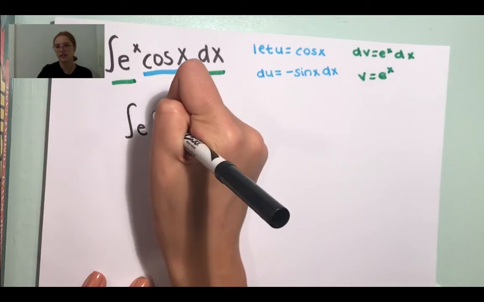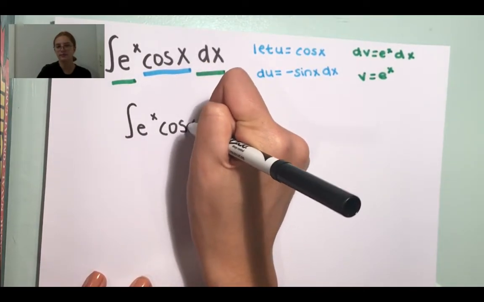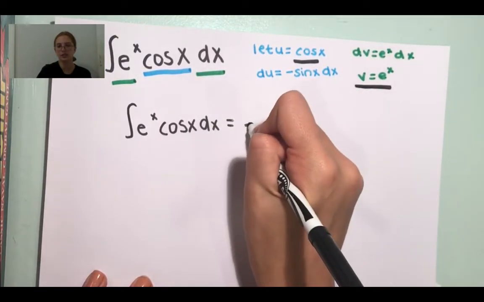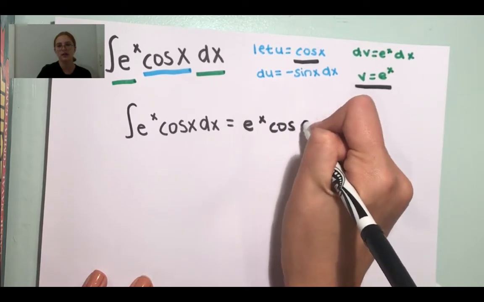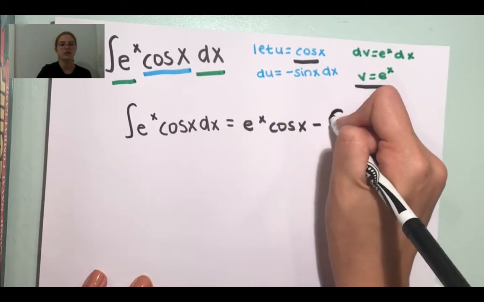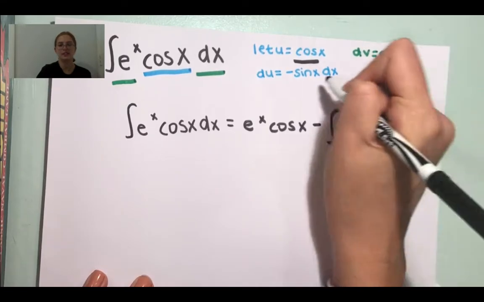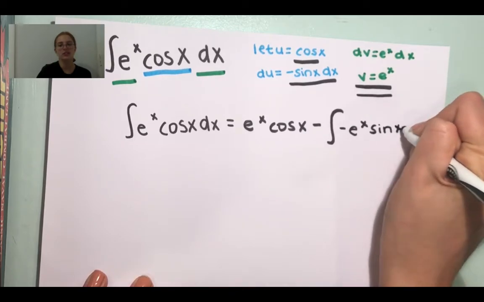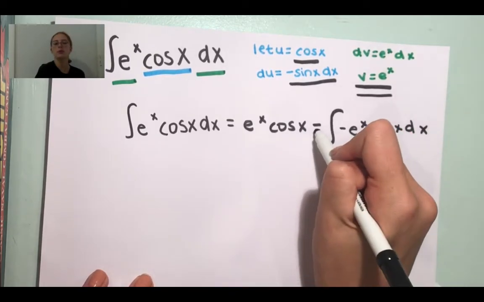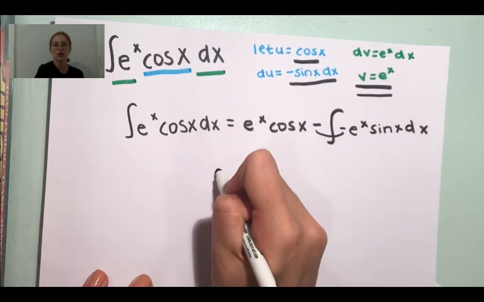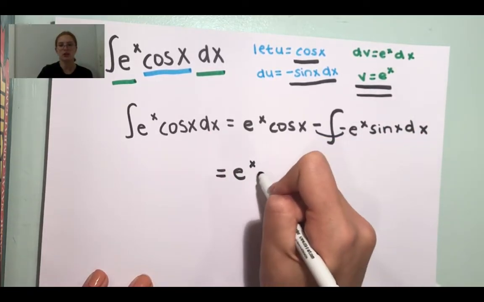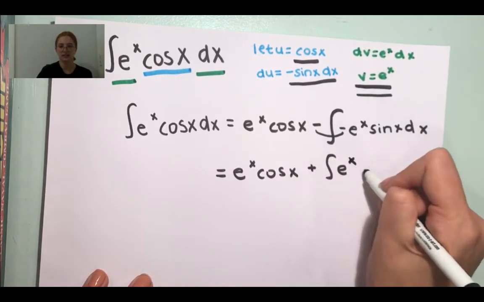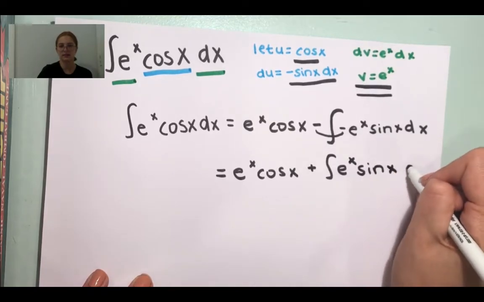So the integral of e to the x cosine x dx equals u times v, which is e to the x cosine x, minus the integral of v du, which would be minus the integral of e to the x sine x dx. The first thing I want to do is fix that double negative problem. If you bring the negative outside of the integral, minus a negative is a positive. So e to the x cosine x plus the integral of e to the x sine x dx.